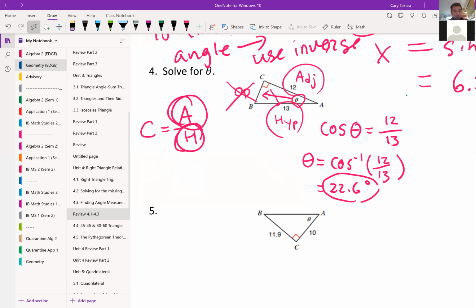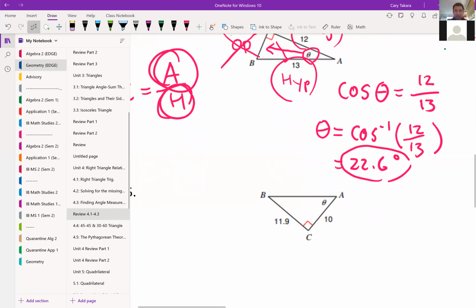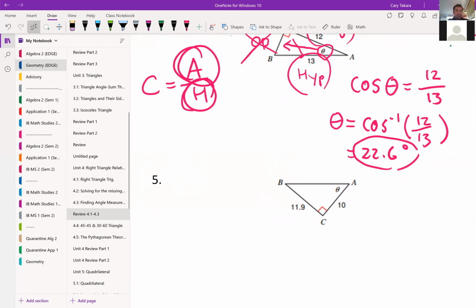Let's work on the last question. This is the last question, okay? So I want you to find the angle measurement, number 5. I'll give you 2 minutes. If I'm going too fast, if you need more time, please let me know.